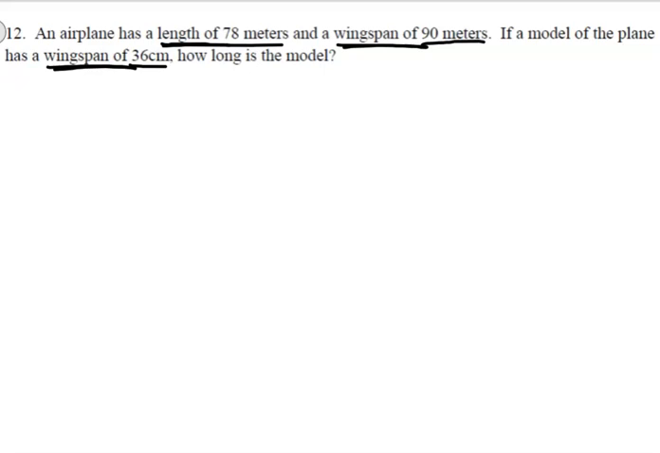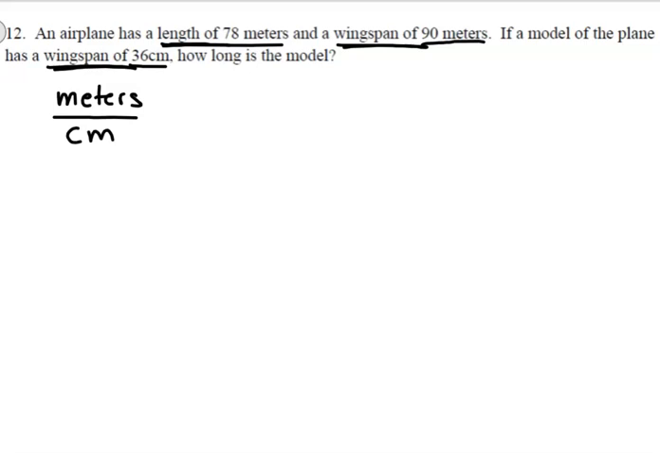So you can do meters and centimeters if you'd like, but you just have to make sure then that you're also matching up length and wingspan. So it's the meters can be on top of both, centimeters can be on the bottom of both, but you also have to match each fraction, one fraction for length, one fraction for wingspan, okay?